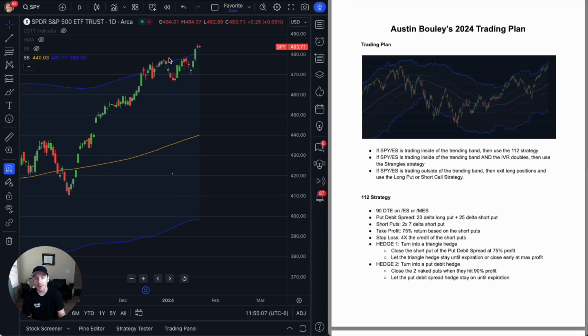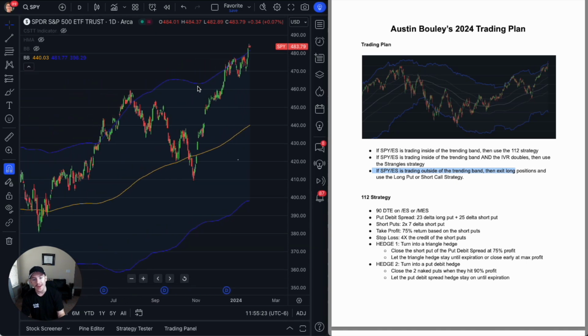Now, when the market breaks outside of this range, we're going to be using our long put or short call strategy. So if SPY is trading outside of the trending band, then number one, we want to exit any long positions. Why? Because that means the market is overextended, and a pullback is likely.